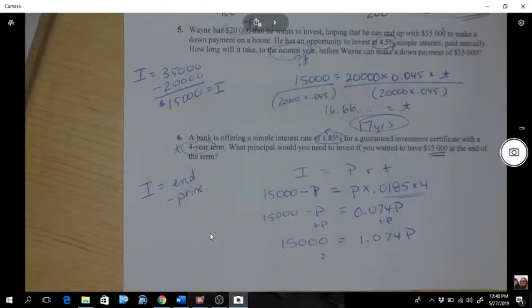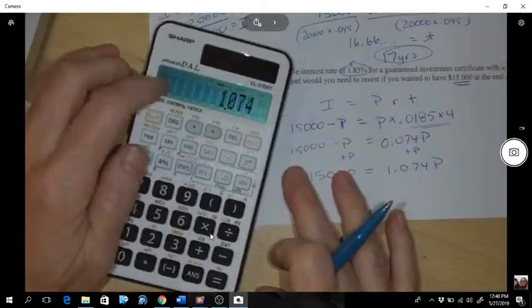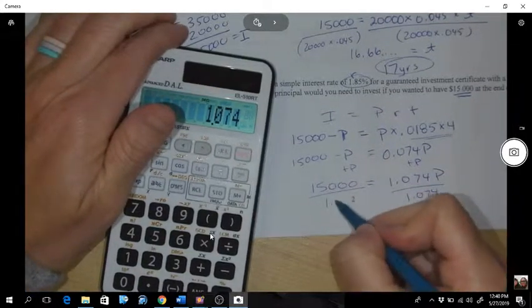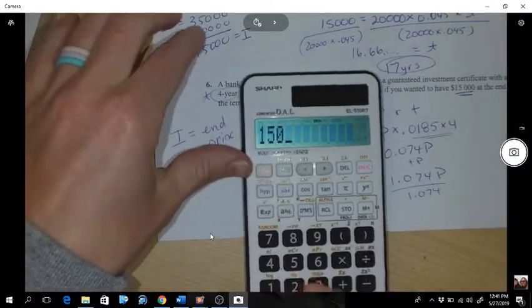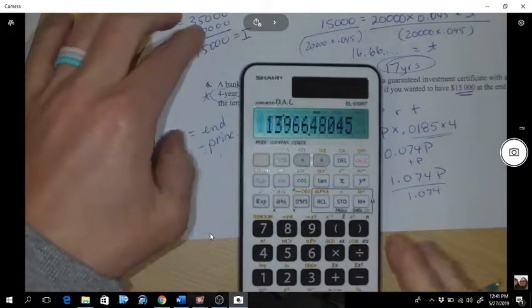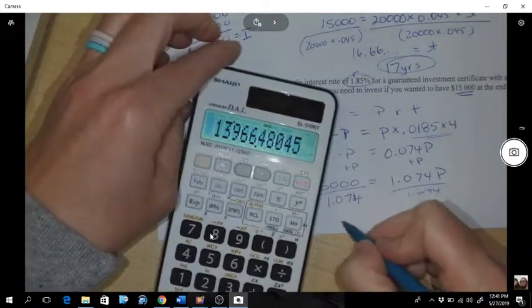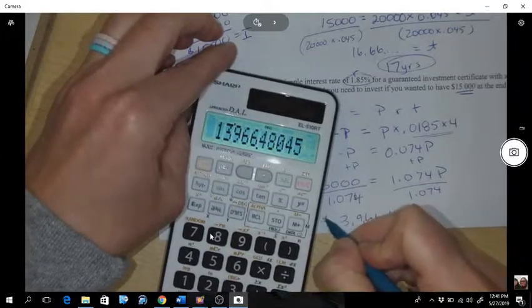And so that. Now I'm going to isolate p by dividing. Okay, so 15,000 divided by that number. I would have needed to invest $13,966 and 48 cents.